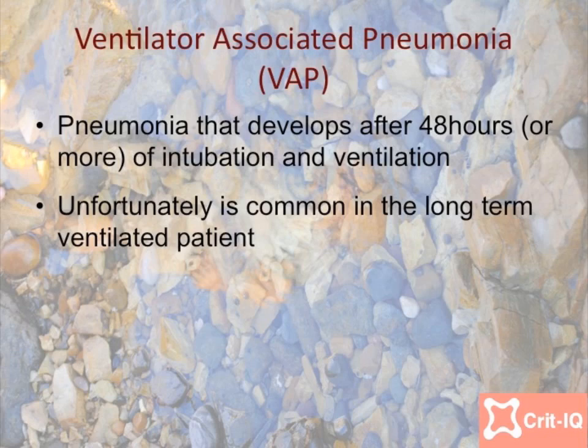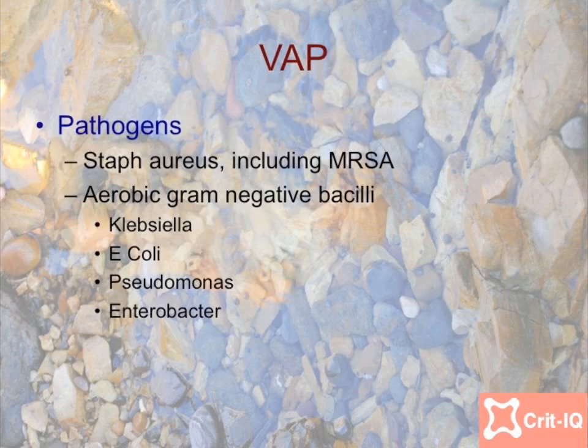Now looking at ventilator-associated pneumonia, or VAP. Typically, this is a pneumonia that develops after 48 hours or more of intubation and ventilation, and it is fairly common in the long-term ventilated patient. The common pathogens responsible for ventilator-associated pneumonia include the gram-positives like Staph aureus, and the gram-negatives, for example, Klebsiella, E. coli, Pseudomonas, and Enterobacter. These bacteria may also be resistant to one or multiple antibiotics.